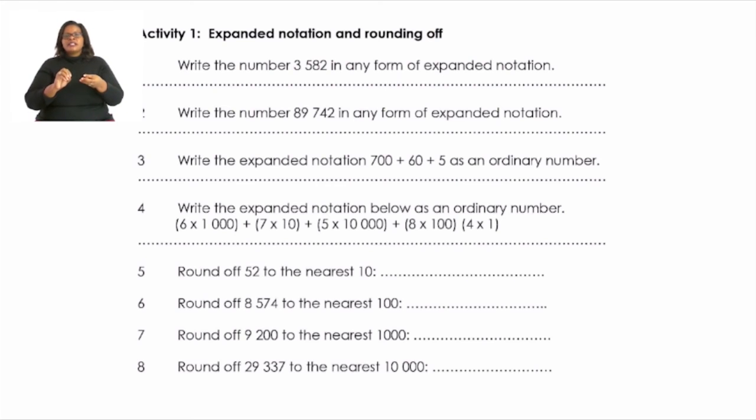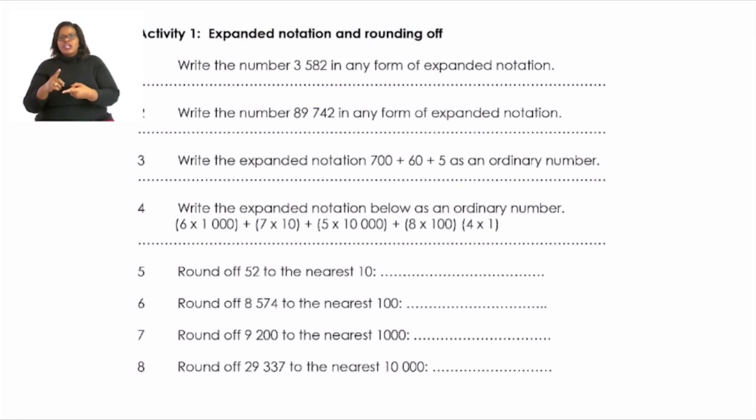Number 3, write the expanded notation 700 plus 60 plus 5 as an ordinary number. Number 4, write the expanded notation below as an ordinary number. 6 times 1,000, 7 times 10, 5 times 10,000, 8 times 1,000, and 4 times 1.